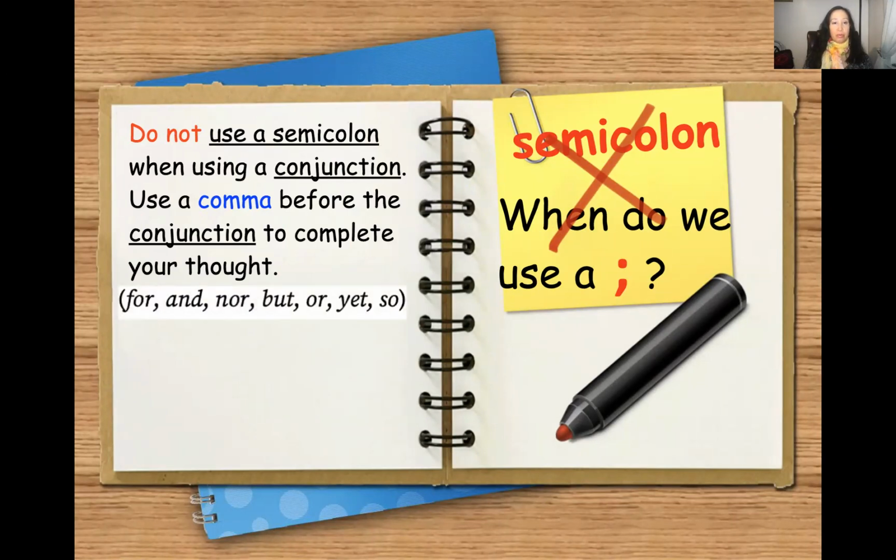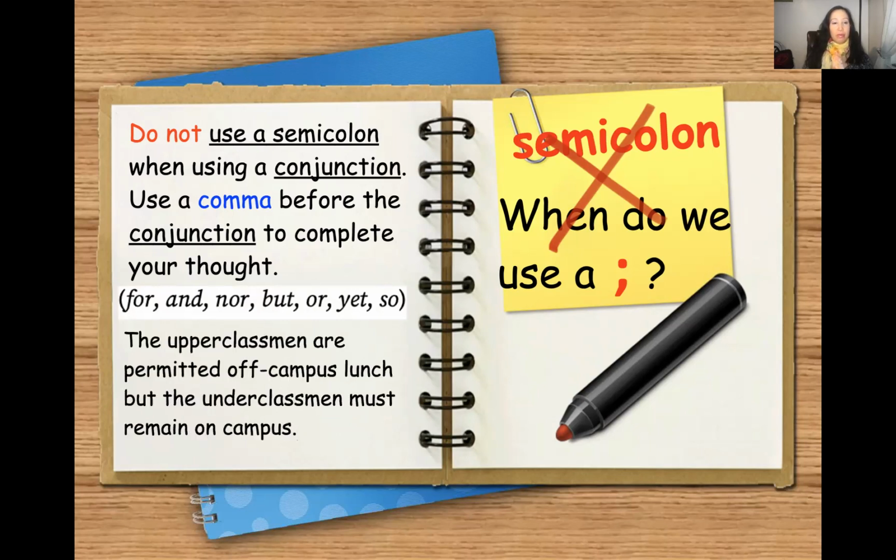The conjunctions examples are for, and, nor, but, or, yet, and so. If you remember my previous lesson, nor, what does that mean? Not plus or put together is nor, remember?